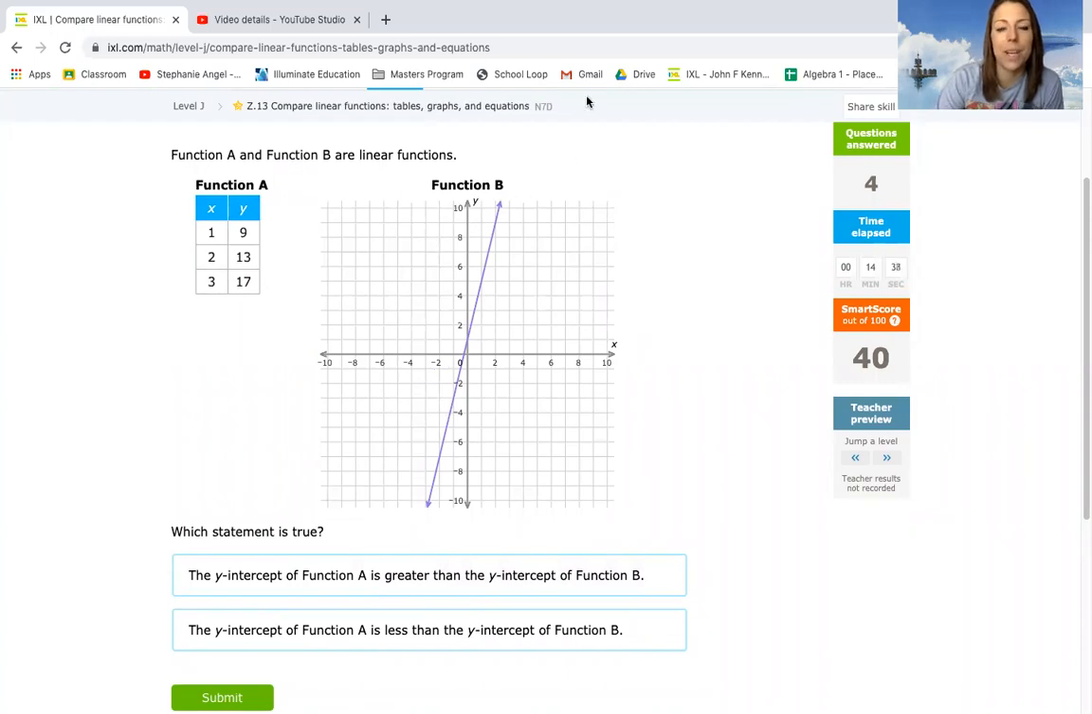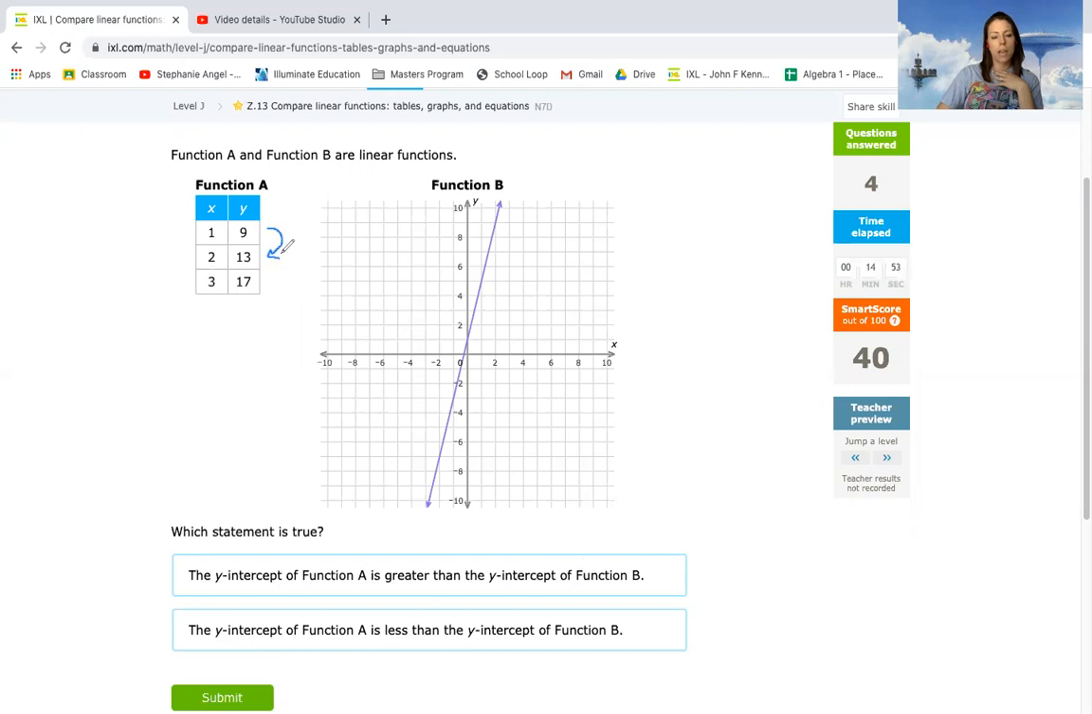All right, we got another y-intercept question, which I love y-intercept questions. Like love, love, love them. So let's take a look here at the y-intercepts. We're going to start with function A. So it's asking if the y-intercept is greater in function A or function B. So remember, to find the y-intercept in a table, you first have to start with the rate of change.